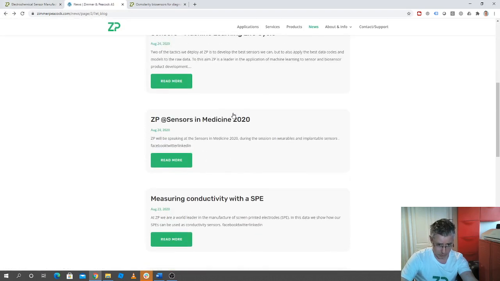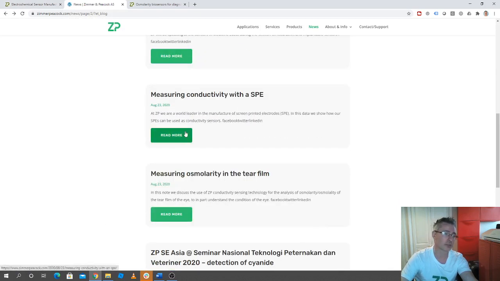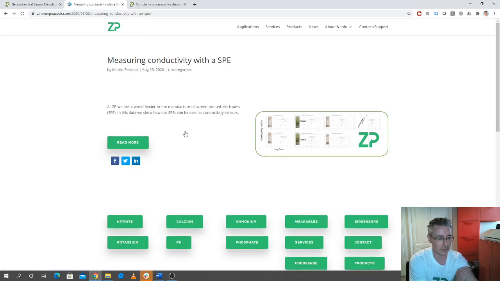Something else that we talked about was measuring conductivity with screen printed electrodes. That's linked to the whole osmolarity thing, osmolarity in the eye. If you want osmolarity, you can calculate it by measuring conductivity. And if you want to measure conductivity, then screen printed electrodes are a good platform for doing that. So we also put some notes down around how screen printed electrodes can be used to measure conductivity. And as I say, there's also a note up on the website now about osmolarity as well.